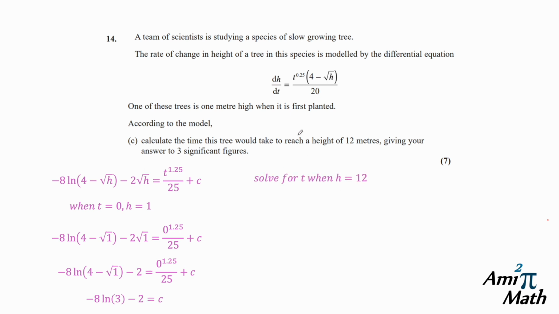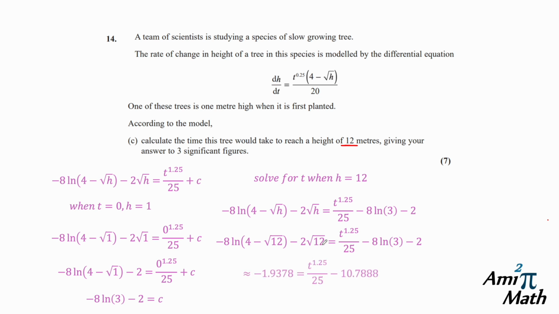And then to solve for t when h equals 12, well, this is our equation that we have, and then we've got our value for c, which is minus 8 ln 3 minus 2. So we can just put this back into this part of the equation, like so. And then when h equals 12, we're going to put this value of 12 into the h. And then this part of the equation approximately equals minus 1.9378, which equals t to the power of 1.25 over 25 minus 8 ln 3 minus 2, which is 10.7888. And then if we add 10.7888 on both sides, we get 8.851 equals t to the power of 1.25 over 25.